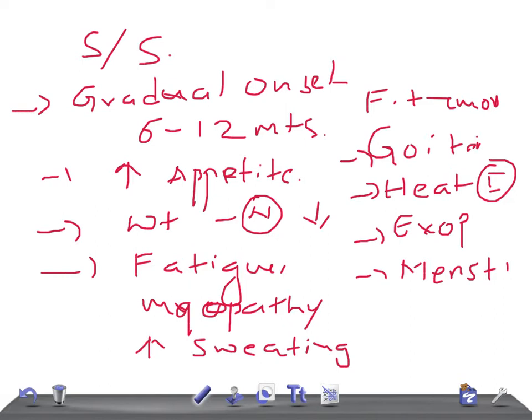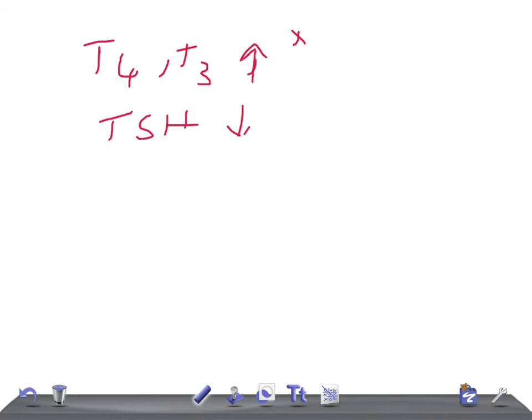So what are the lab findings? You know very well that T4 and T3 are elevated, and the TSH will be low. This is seen in most hyperthyroidism cases. And if you measure the TSH receptor antibodies, you will find them raised.